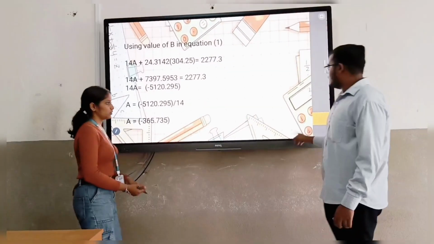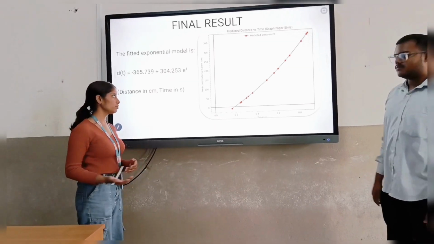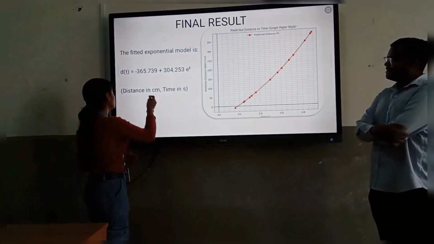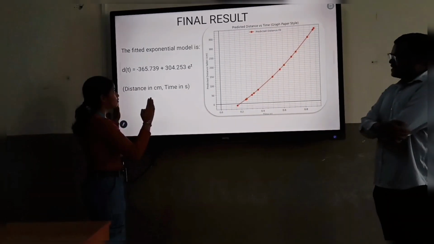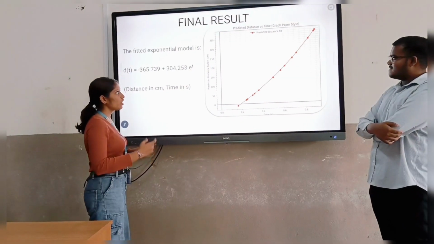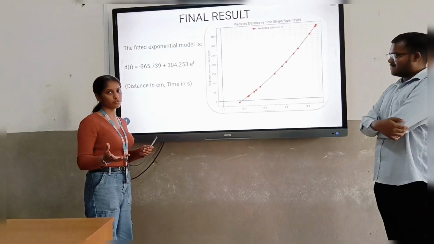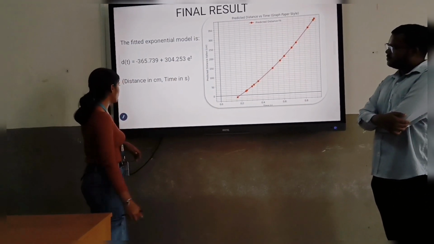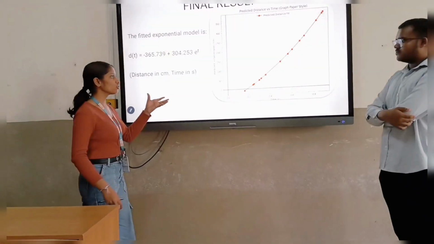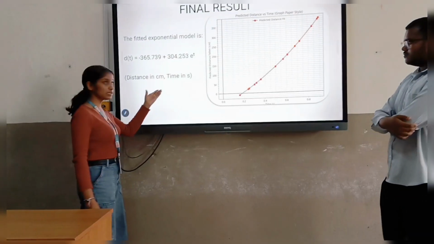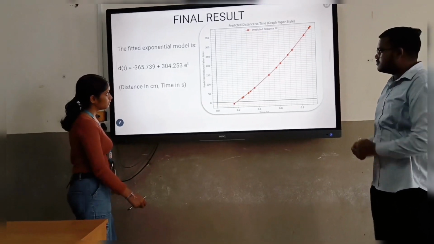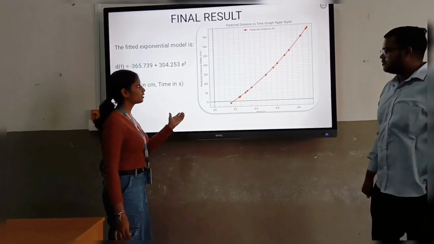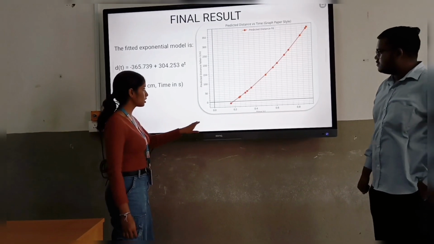Now after solving this equation, we get the value of a equal to minus 365.735. After getting the values of a and b, we can resubstitute them in the equation and find the whole formula, with which at any time we can find the particular distance by just putting in the value of e raised to t. While solving this problem, we have considered distance in centimeters and time in seconds, and this is the resultant graph which comes out after solving these equations.